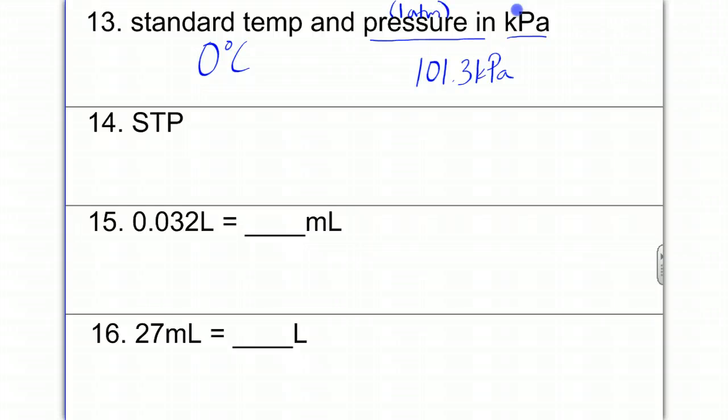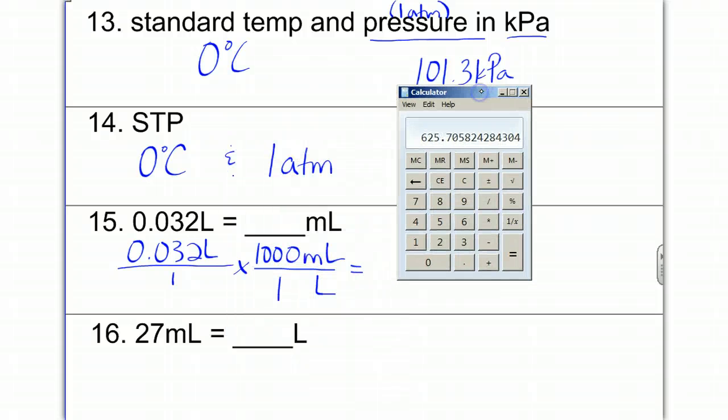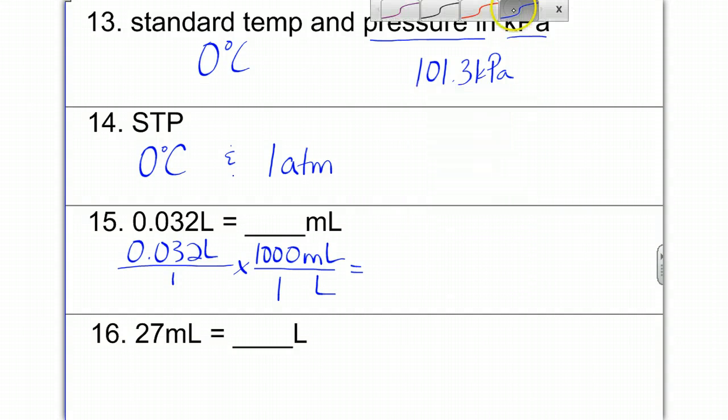Number 14, STP, is standard temperature, 0 degrees, and standard pressure, 1 atmosphere. Number 15, 0.032 liters over 1. Bring down liters. We can go straight to milliliters because we know 1 liter equals 1,000 milliliters. We'll do 0.032 times 1,000, and that gives us 32 milliliters.